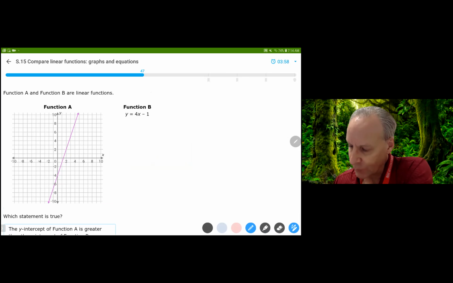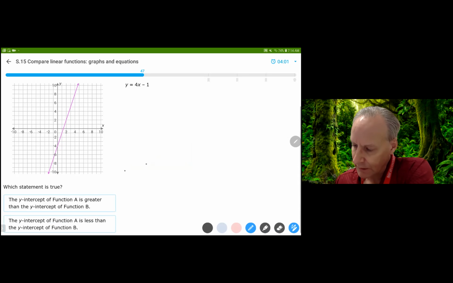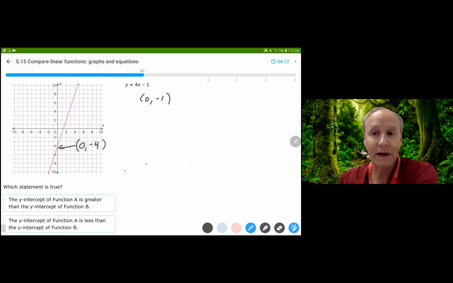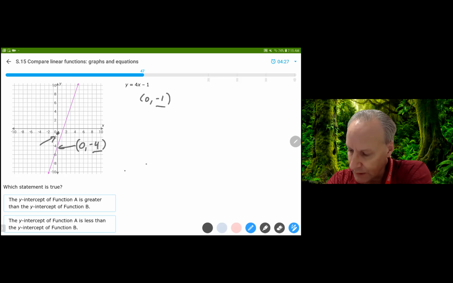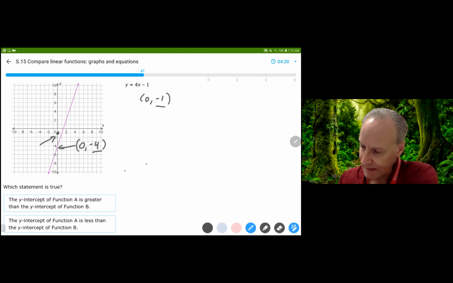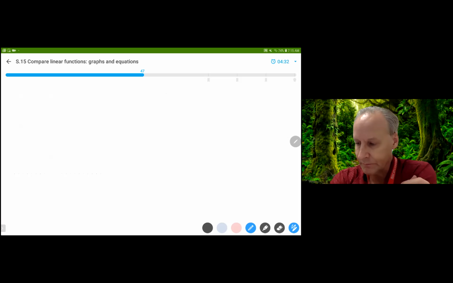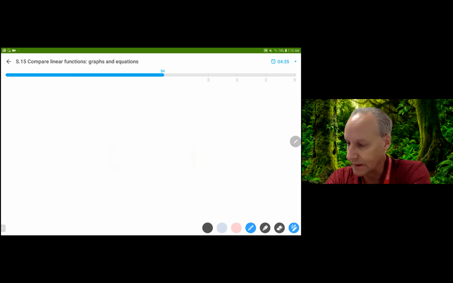This time they're asking about the y-intercepts again. Now be careful. This y-intercept is at 0, negative 4 for function A. And function B is at 0, negative 1. Now, one of the things you want to keep in mind is that negative 1 actually is greater than negative 4. And one way we can see that is that our function B is going to have an intercept here, which is further up the y-axis and greater in value. The y-intercept of function A is less than that of function B. It's below it. That's another way of saying that.